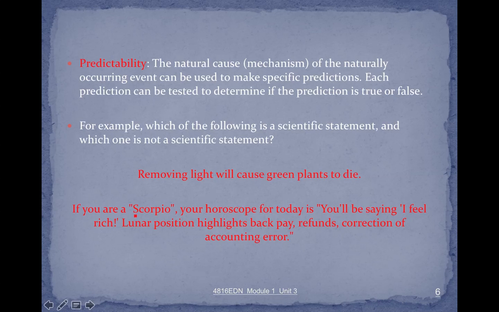This one, how would we put something into test to be sure that this could occur? So would we have to test all Scorpios to make sure that they actually did get back pay, refunds, or correction of accounting error? No, it's not a predictable statement.